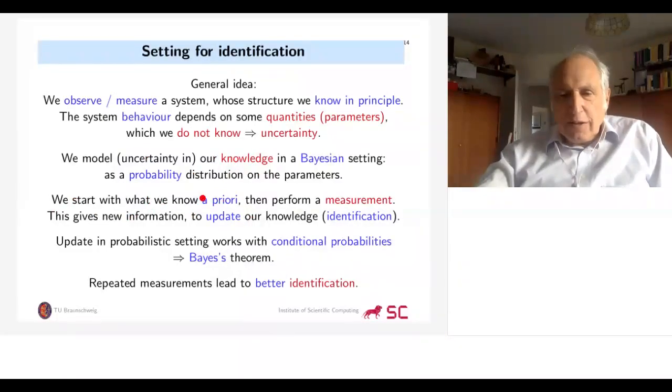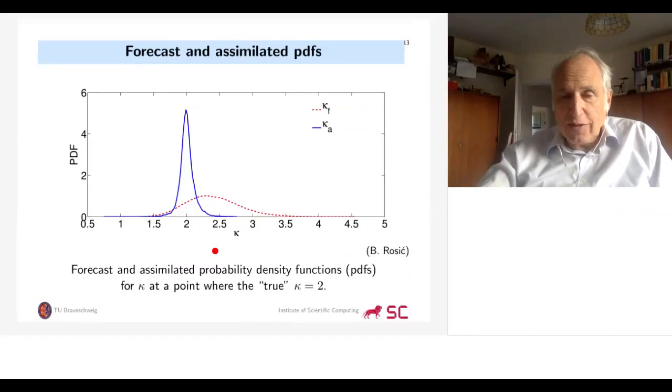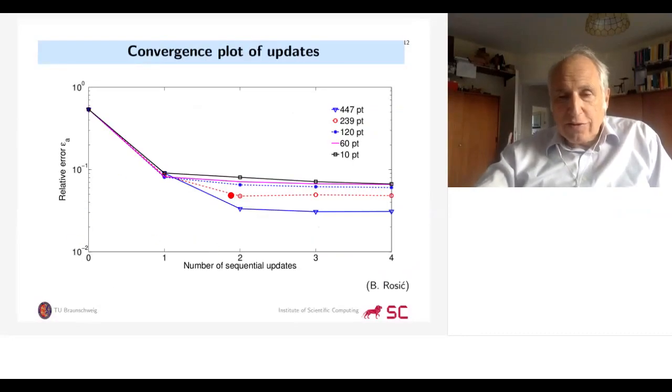And now we perform a measurement and observation, okay? And then we update our knowledge. And that's the identification. And for this updating, we use conditional probabilities from Bayes' theorem, okay? And repeated measurements, as we saw here, lead to better identification. So this is the first measurement, and the second one will lead to better identification. So the error drops here from 8% to, I don't know, 3% or something like that.